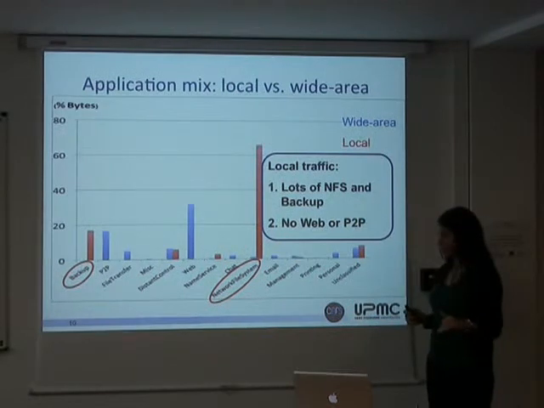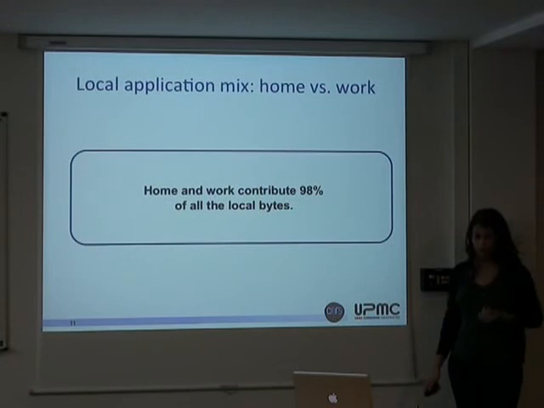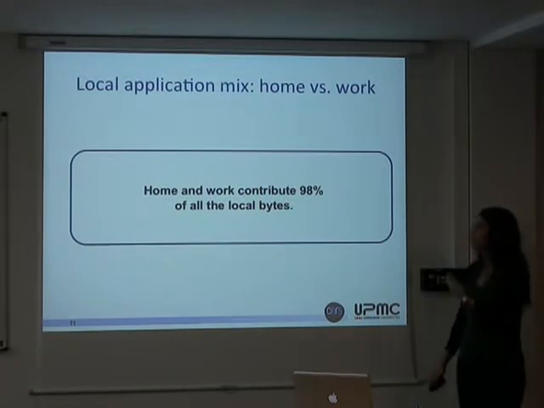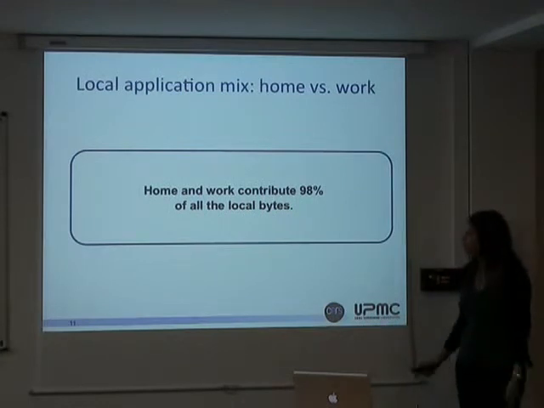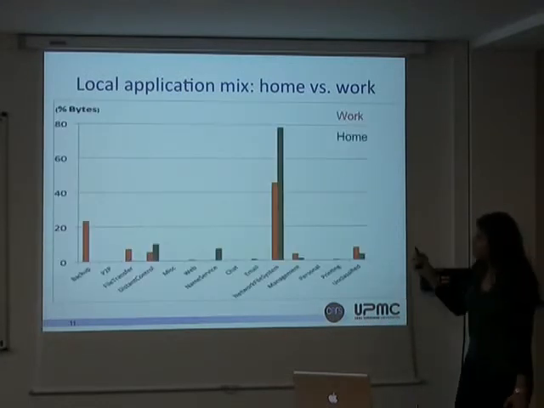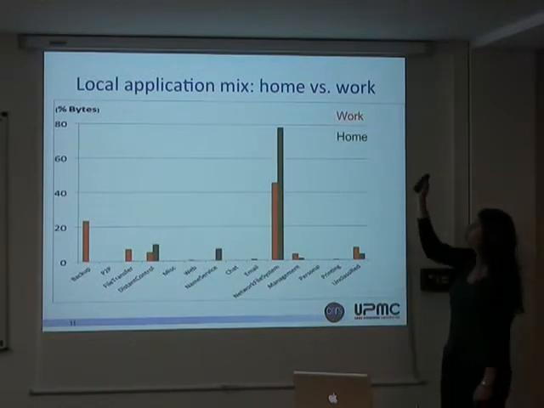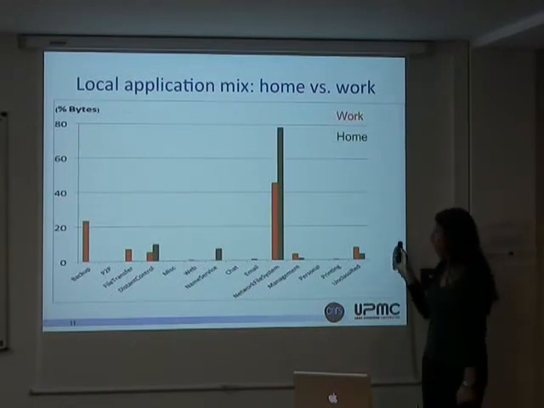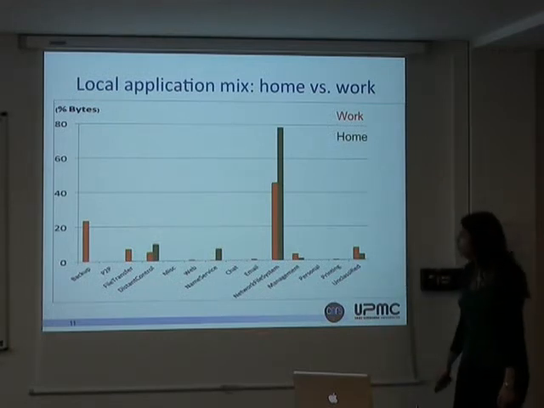So now that we looked at the aggregated traffic and separating the local from the wide area, let's look at the different environments. In this work, we focus on the home and the work environments only because they contribute 98% of all the local bytes that we have in our data. So this plot is roughly the same as the previous one, but now we try to compare the home and the work local traffic. It's a breakdown of the red plot that we saw previously.